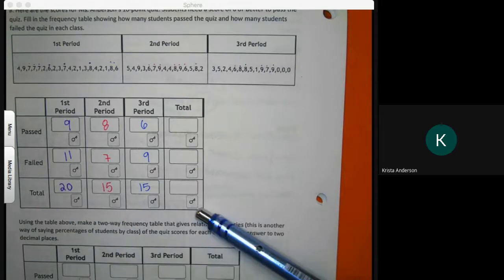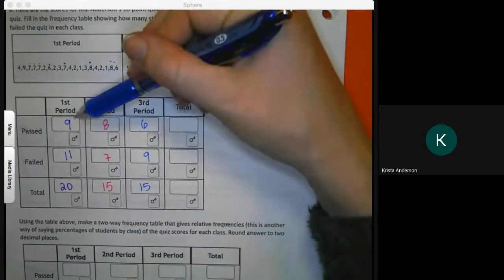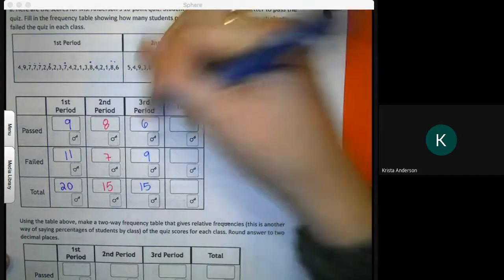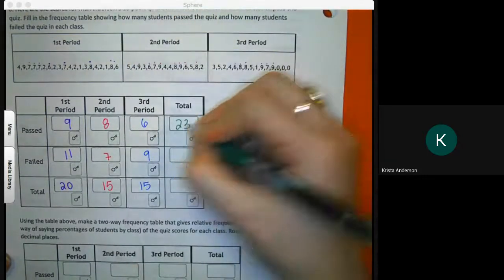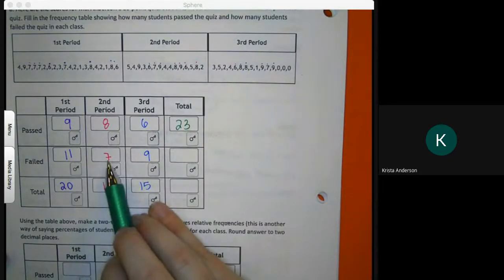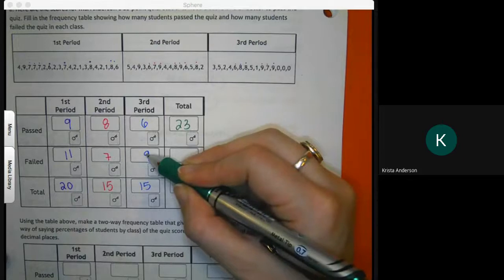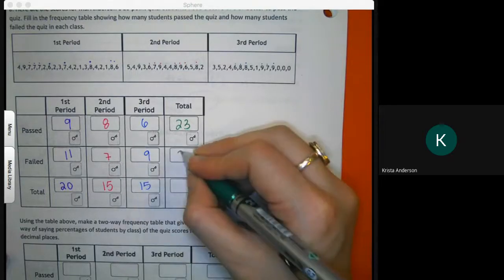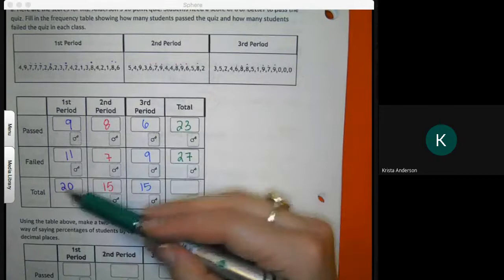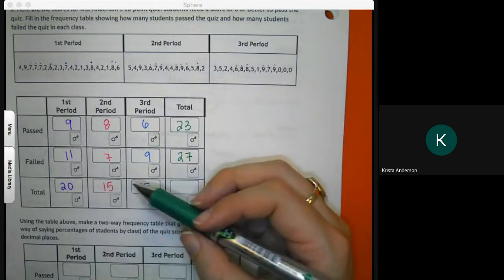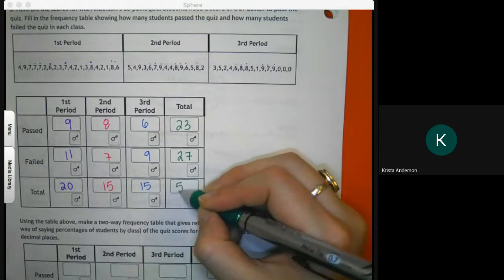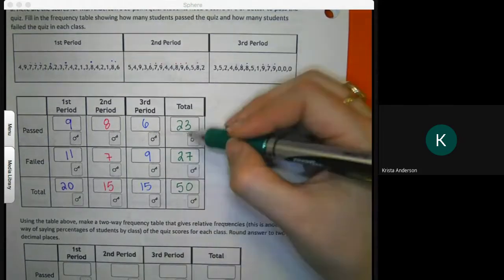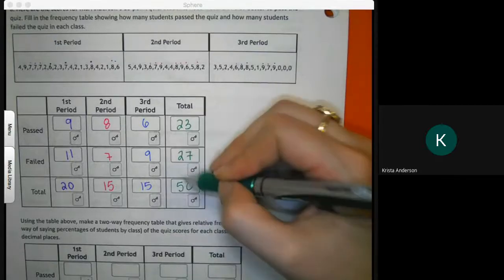Total students together. So I would do 9 plus 8 plus 6 is 23. 11 plus 7 plus 9 is 27. 20 plus 15 plus 15 is 50. And then check. 23 plus 27 is also 50.